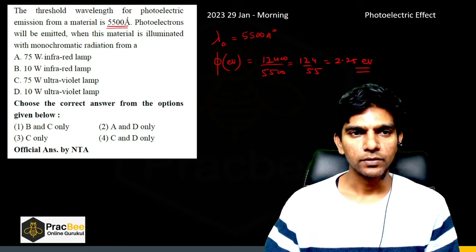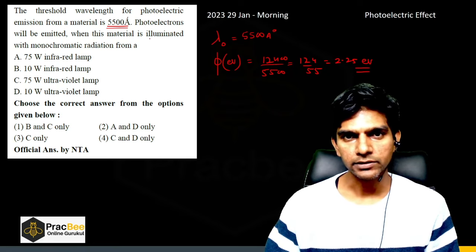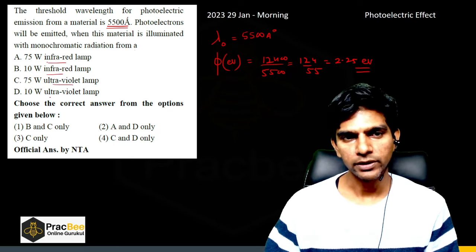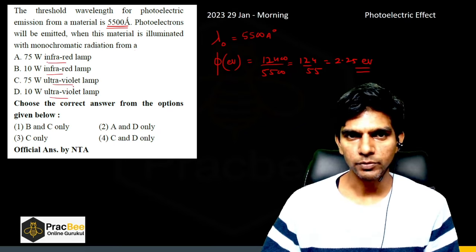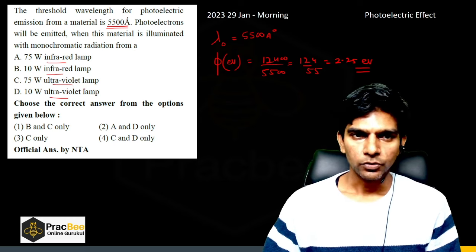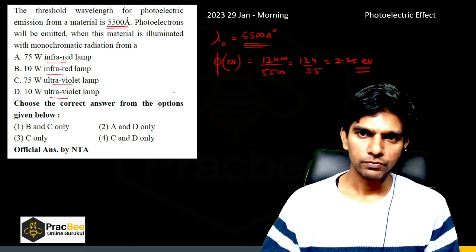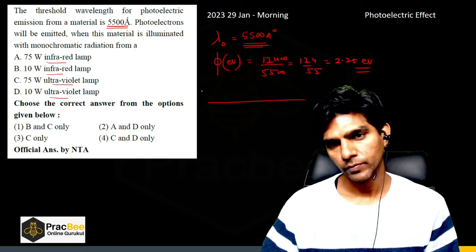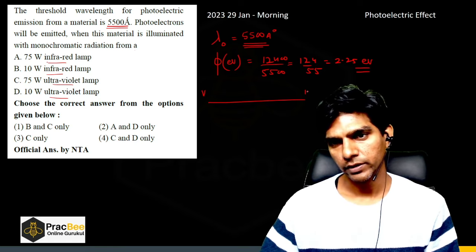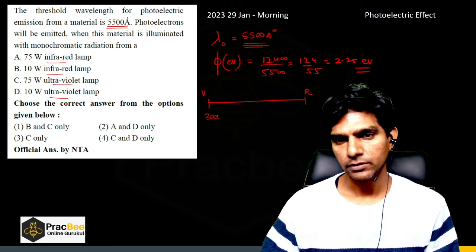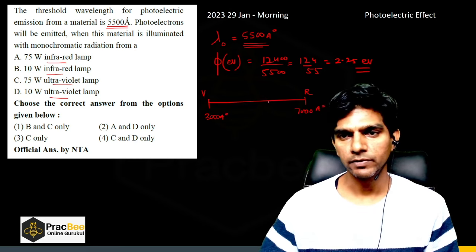And so we incident on this material, it is illuminated with the monochromatic radiation from infrared lamps and ultraviolet lamps. So we have to find in which case there will be photoelectric emission, right? Okay. So the threshold wavelength is 5500 angstrom. If I draw the spectrum, here we have violet, here we have red, right? So this spectrum ranges from 3000 angstrom to 7000 angstrom. And the threshold wavelength is somewhere here, 5500 angstrom.